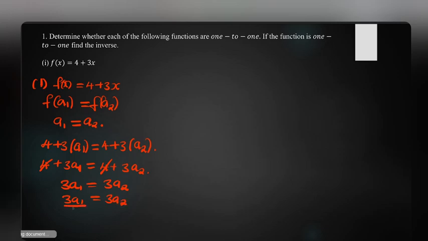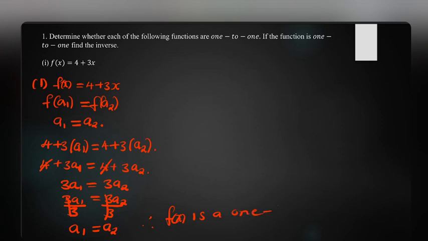Here we'll divide by 3, and also here divide by 3. Then 3 and 3 cancel, and a1 is equal to a2. Therefore, this function f of x is a one-to-one function. That's what it means.